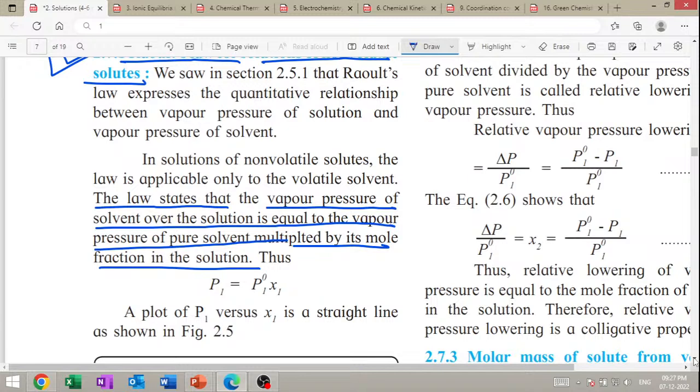Please note it down. This is the statement: the vapor pressure of the solvent over the solution is equal to the vapor pressure of the pure solvent multiplied by its mole fraction in the solution. So yes, P1 is equal to P1 naught into X1. So this is Raoult's law.